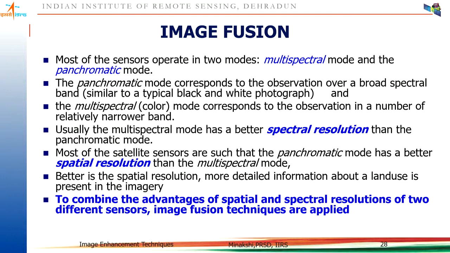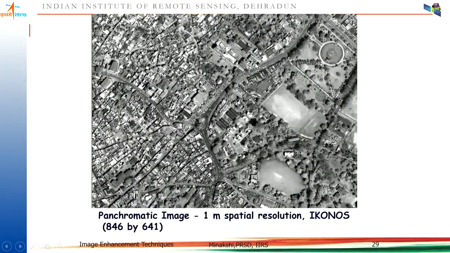What do I mean? A panchromatic image is a black and white image only. It has high spatial resolution. So I wanted a high spatial resolution image in color. So I combine the effect of the panchromatic and multispectral image using a technique called image fusion. There are different algorithms. So here I am showing a 1 meter Dehradun city image with the clock tower, with Gandhi Park and so on. So this is a panchromatic image, 1 meter spatial resolution.